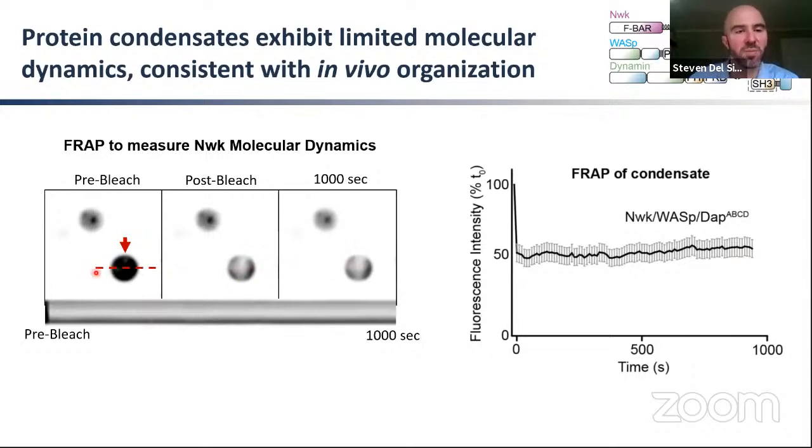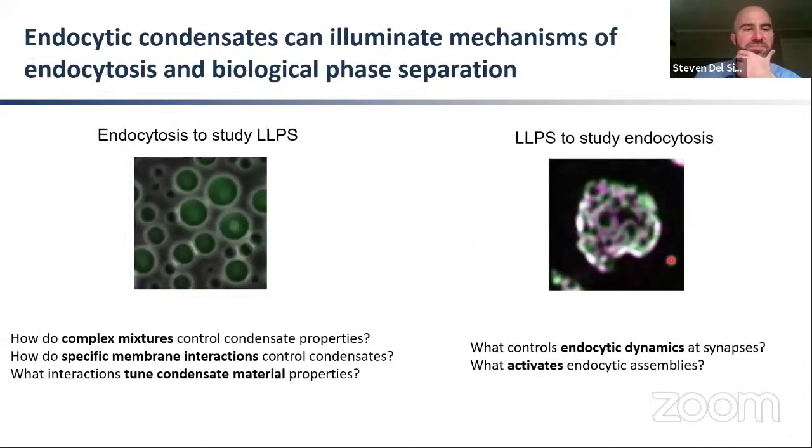So if we FRAP a droplet here, and then we ask, how much does it recover over time? It really isn't recovering at all. So suggesting that the Nervous Wreck molecules in these droplets are really, really stable in space. And so that might be one physical mechanism that could impose some level of order and really prevent the sort of remodeling that we see in droplets that lack Nervous Wreck.